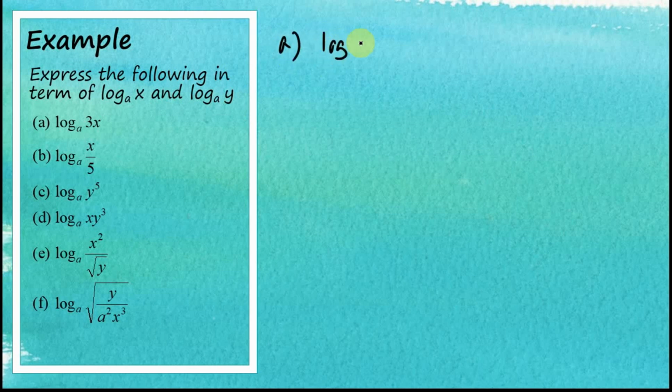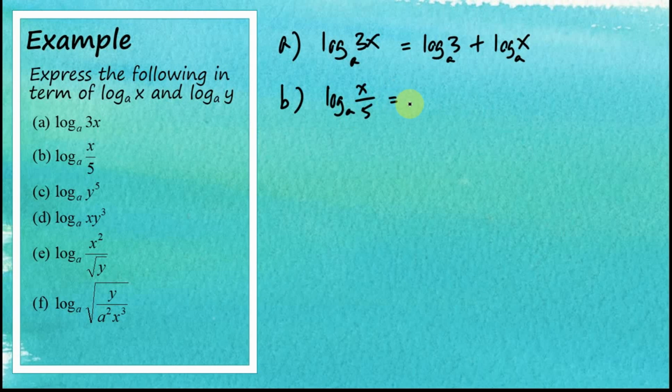Okay, let's copy the question here. We have log 3x base a, and we learn that by using the product law, we can straight away tell that this is equal to log 3 base a plus log x base a. B, we have log x over 5 base a, and by using the quotient law, this is log x base a minus log 5 base a. Multiplication becomes addition and division becomes subtraction.